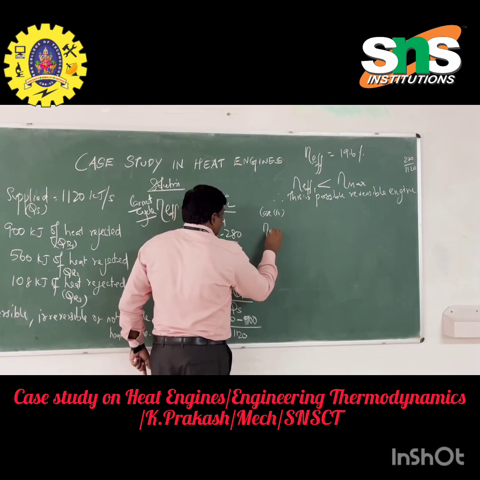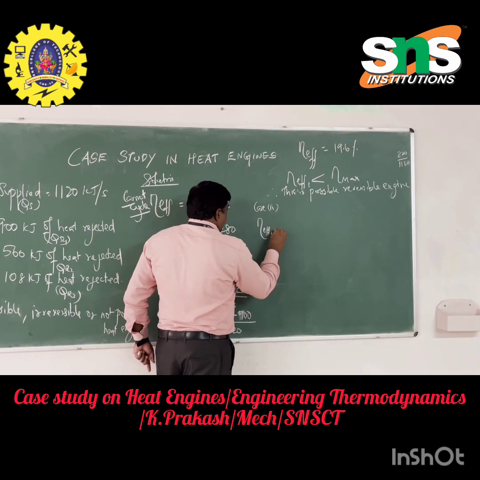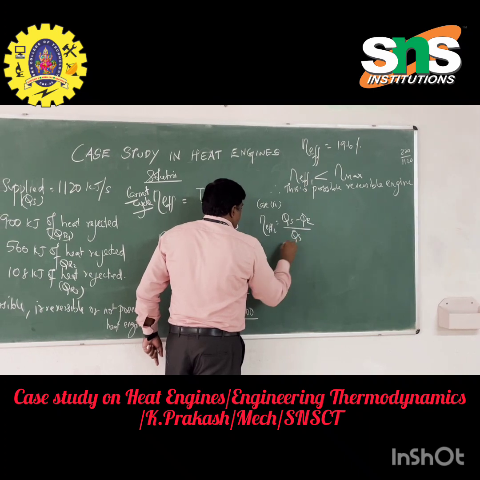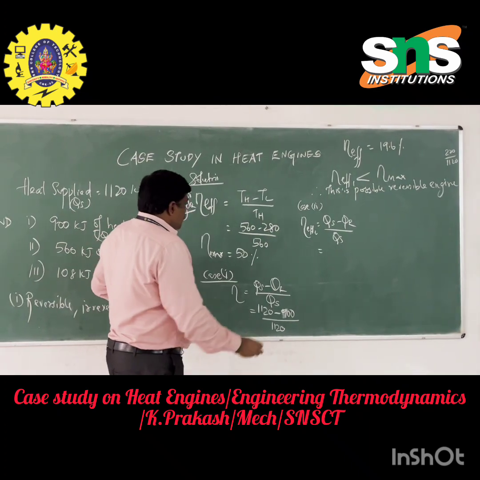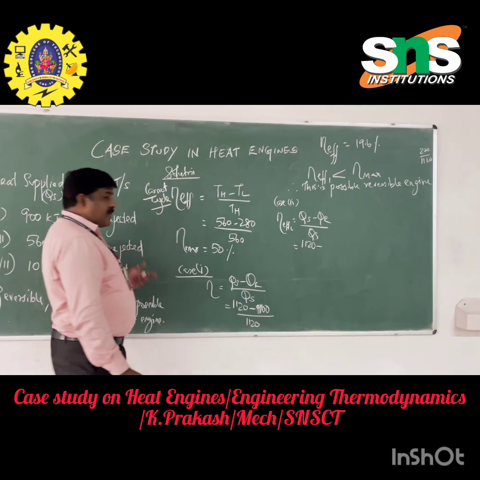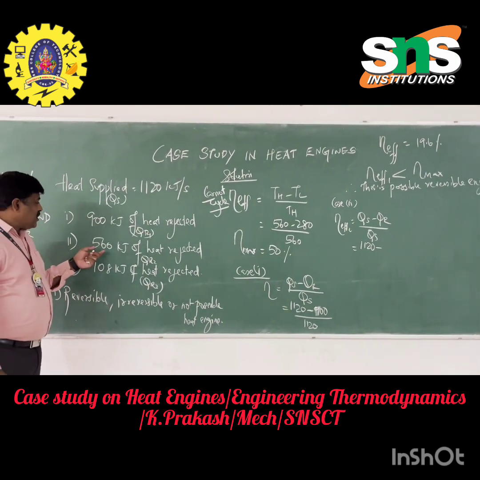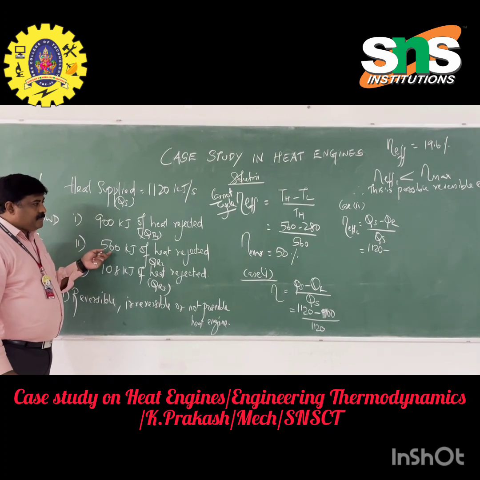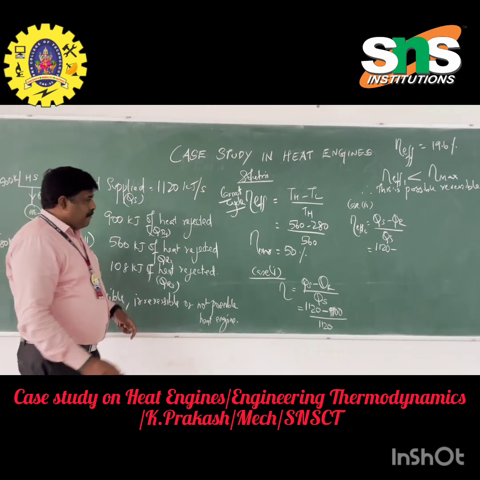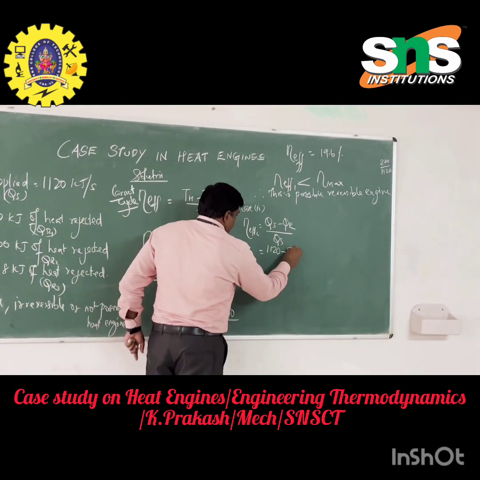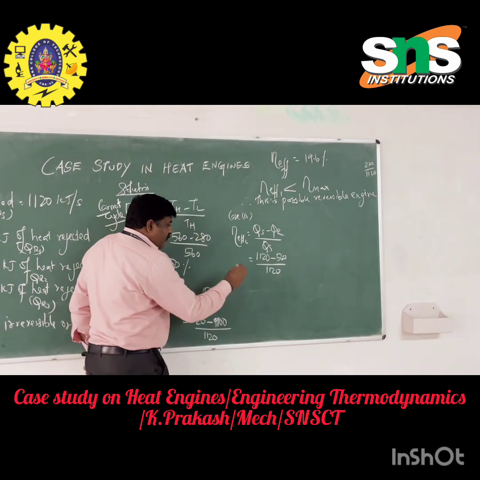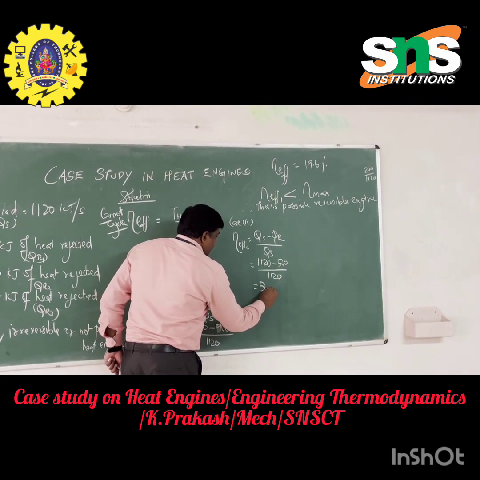Here we find the efficiency. In case 2, the same formula is used. Here the heat supplied is the same, 1120 minus, here in the second condition the heat rejected is 560. So here 1120. Now if you solve this, the efficiency is 50%.